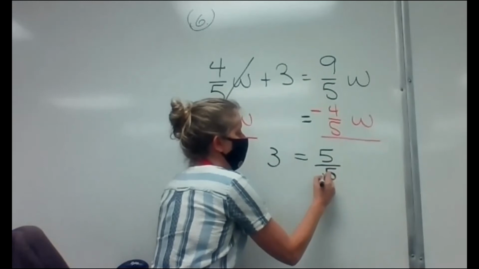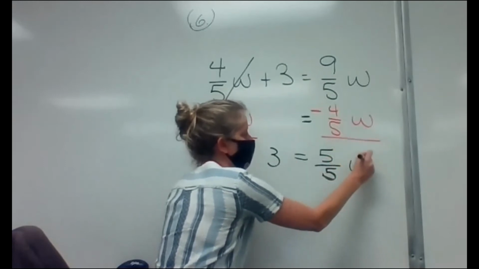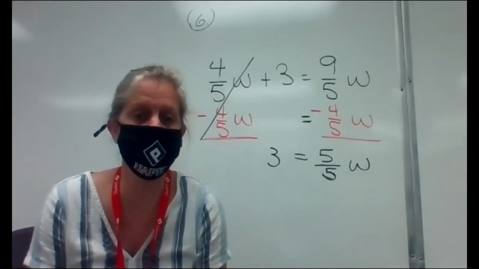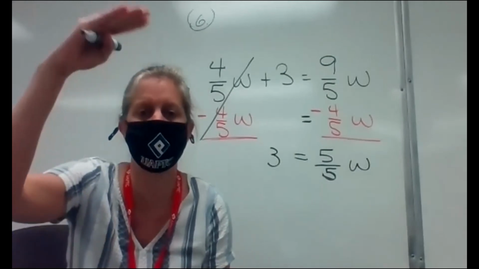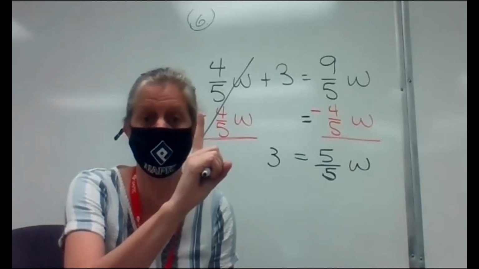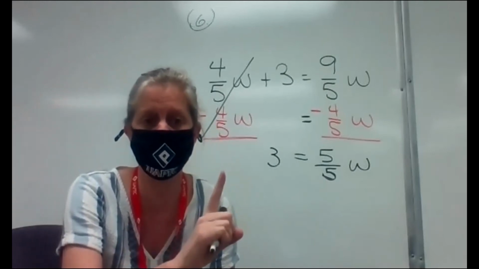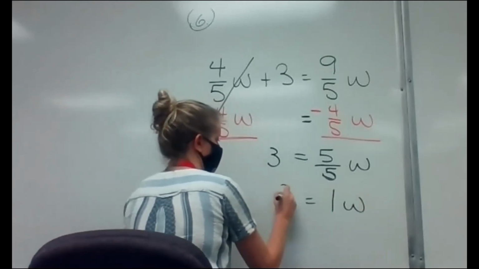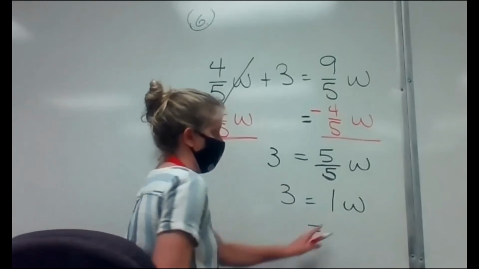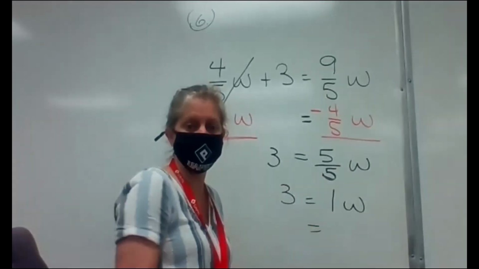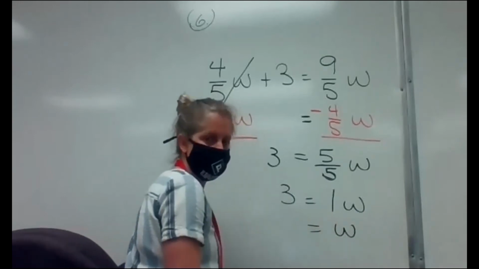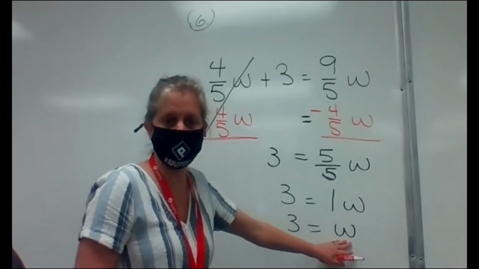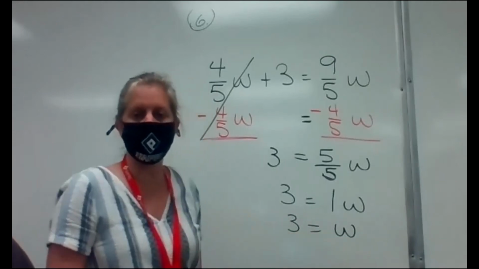So I have 5 over 5 W left. Well, what is 5 over 5? Anything you put over exactly itself is just 1, right? 5/5 is 1. And what is the same thing as saying 1W? That's the same thing as just saying W equals 3. Your variable is by itself. Your answer is the number on the other side.